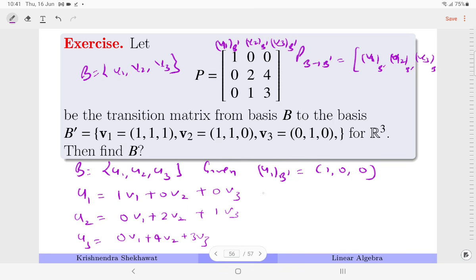If you solve it, I think the answer comes out to be U1 is 1 1 1, then U2 is 2 3 0, and then U3 is 4 7 0. So this is the required basis B.